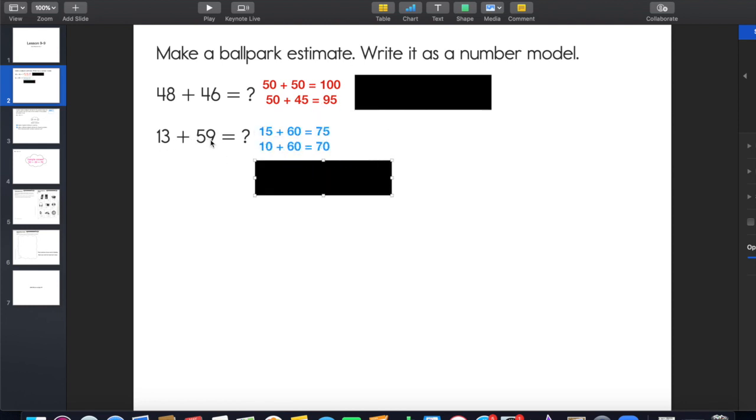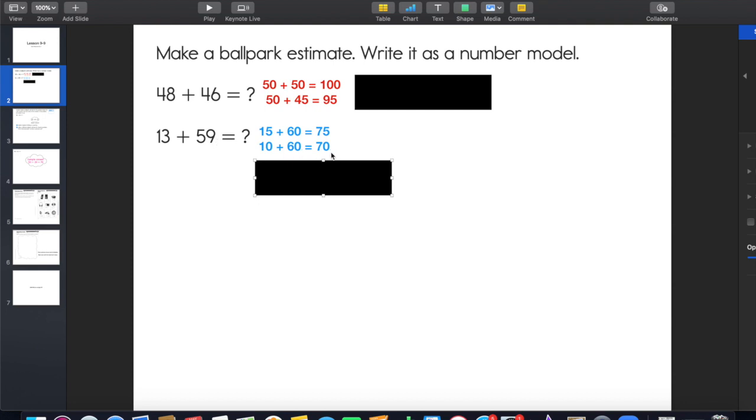All right, let's look at the next one. 13 plus 59. So you might have said 13 is pretty close to 15. And 59 is close to 60, and you'd get 75. And 15 and 60, I would argue, are easier numbers to add. They're close, and they're easier to add than 13 plus 59. So that's about 15 plus 60 is about 75. Or you could have said 13 can round down to 10, plus 60 equals 70.